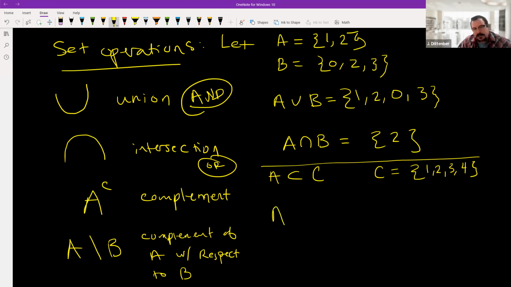So if I want to talk about the complement of A with respect to B, that's going to be everything that's in A but not in B. So it's a little different than what we said. Everything that's in A that's not in B is just 1.